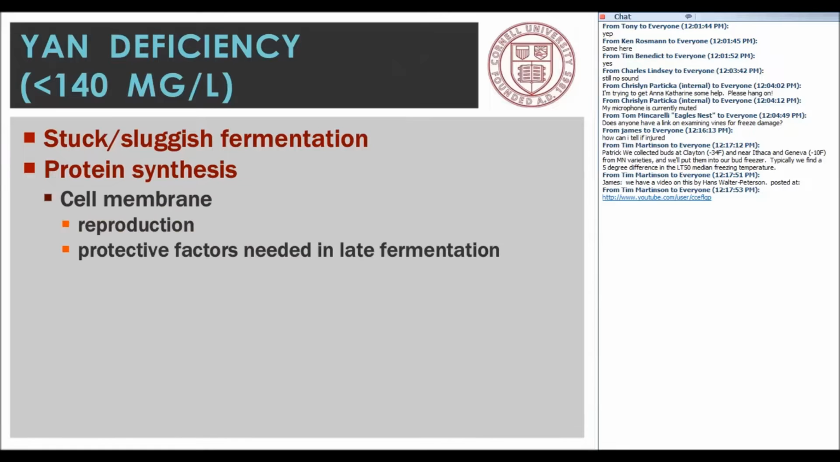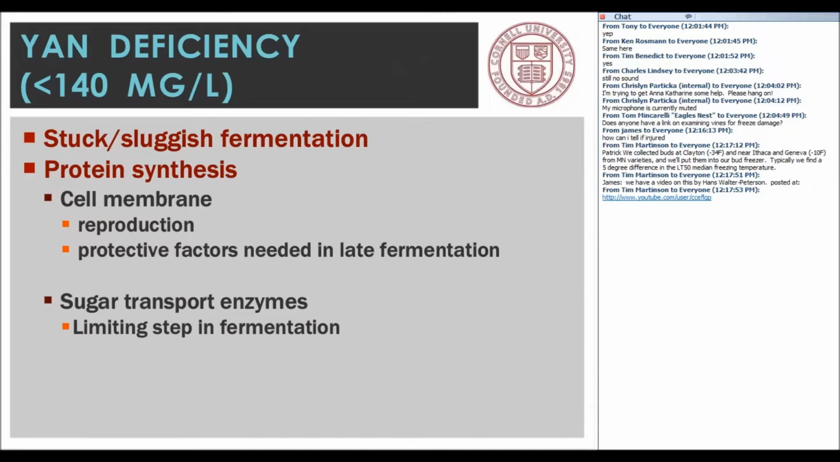Your protein synthesis slows down quite a bit. This damages your cell membrane. It damages the cell's ability to reproduce, so this is not something you want to happen in the beginning of your fermentation. And also, it damages the cell's ability to build the protective factors that it needs later in fermentation. So if you starve your yeast early in fermentation, you're not allowing them to develop the protection they need in the end when the alcohol is quite high.